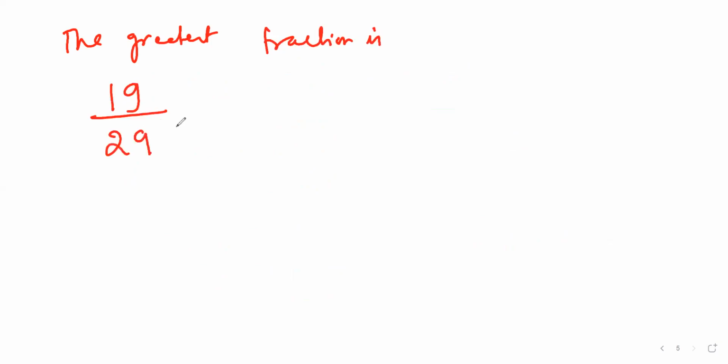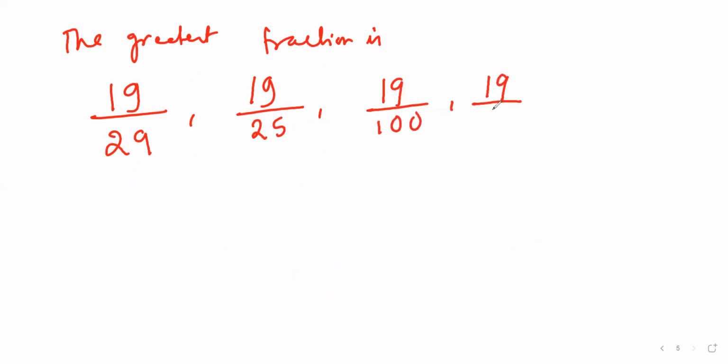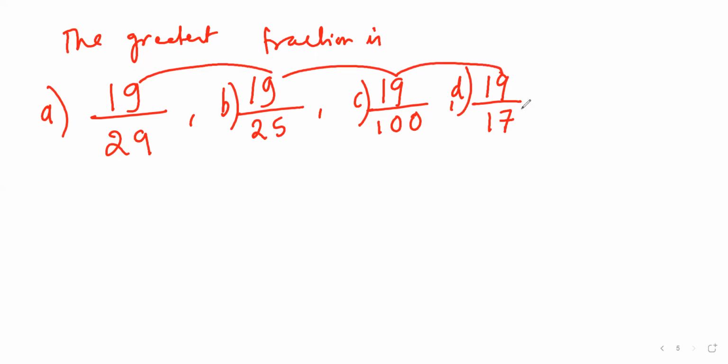Next, I'll give you another type of question where it's an MCQ. The greatest fraction is. It can give you options like 19 by 29, 19 by 25, 19 by 100, and 19 by 17. When you look at this, what do you observe in all of these fractions? Maybe this is option A, option B, option C, option D. Which is the correct option here? Numerators are same. When the numerators are same, larger the denominator, smaller is the fraction, or smaller the denominator, larger is the fraction. Now, if you see all of them, the numerator is 19. Look at the smallest number in the denominator.